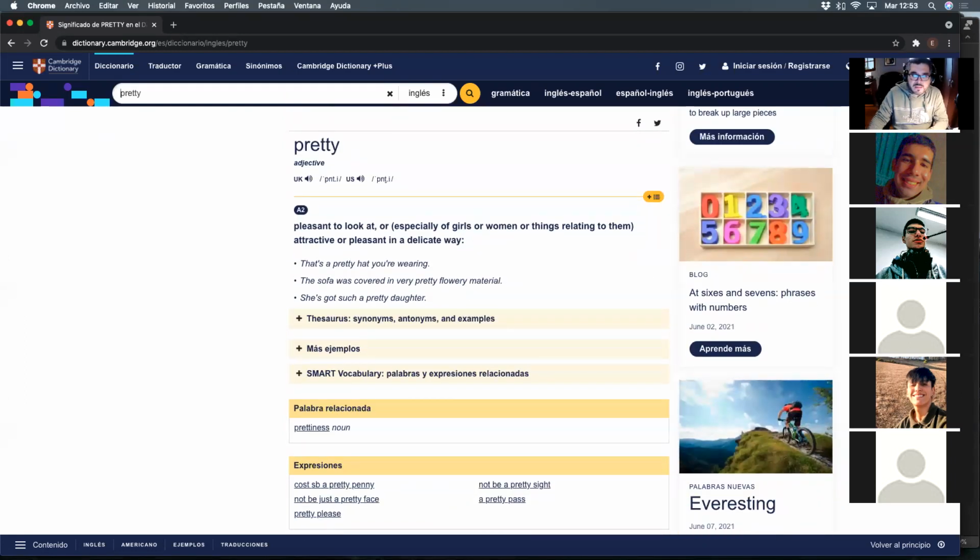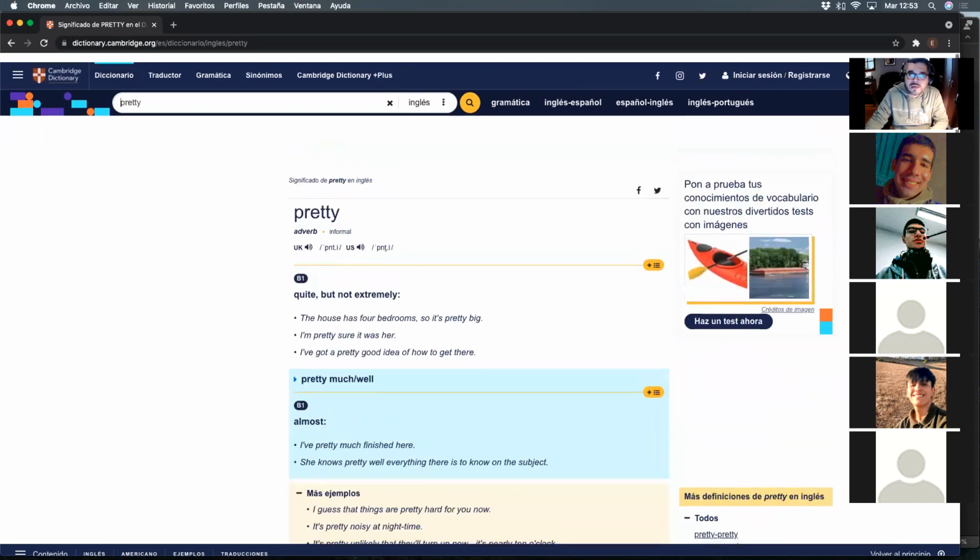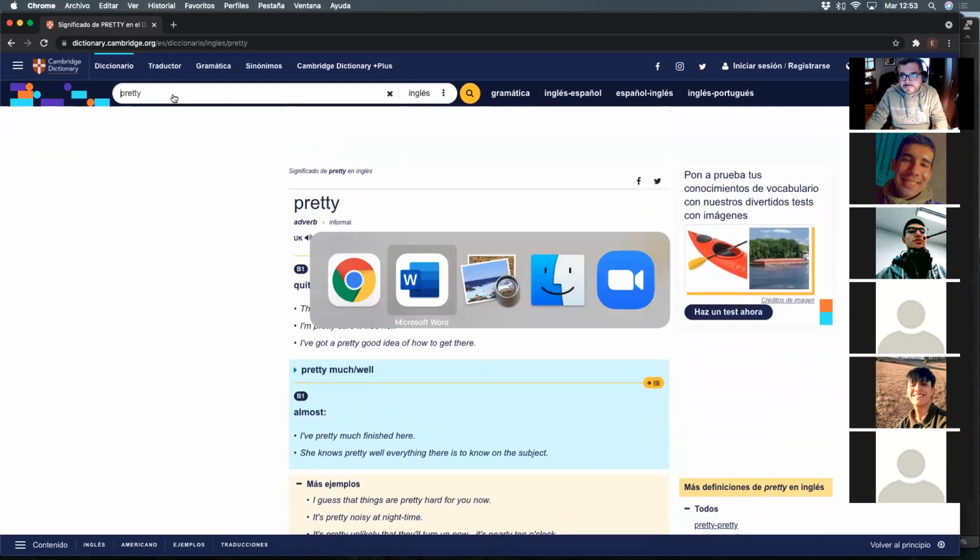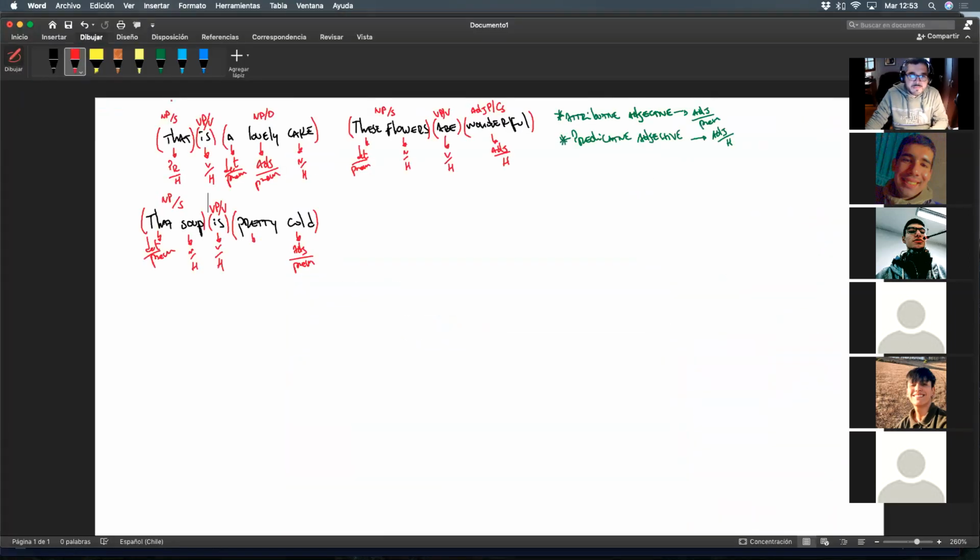But be careful with the other idea. The idea is that pretty can also be an adjective. Okay, but as an adjective, it is pre-modifying a noun or as an adjective head. Let's take a look at the example, pretty cold. Okay, how is that cold? Pretty cold. It is not that cold. Okay, so it's an adverb.